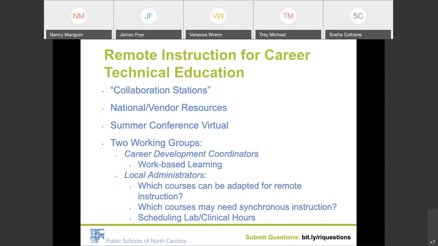The second group we will onboard will be a group of local administrators, which will really help us think through these 3 key critical questions here, such as which courses can best be adapted from remote instruction, and specifically even what content within each course can be adapted for remote instruction, which courses may really truly depend on synchronous instruction, and of course, again, drilling down to which course standards may need synchronous instruction. And then finally, really starting to think forward about how in a new environment, we can help our local leaders understand and advocate for teachers and students to schedule lab time for the hours that they need in their classrooms for carpentry, masonry, electrical, et cetera, or even our clinical hours in our health sciences area.